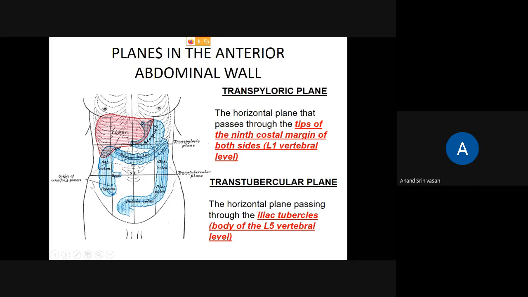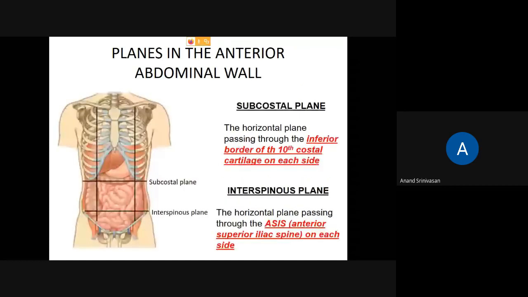The next one is the transtubercular plane. It is a bit easy because you can palpate the iliac tubercle on the right and left side and make a straight line over it, and that is the transtubercular plane. The other plane is the subcostal plane. Subcostal is the lowermost part of the ribs, and then you join a line. That's the subcostal plane.